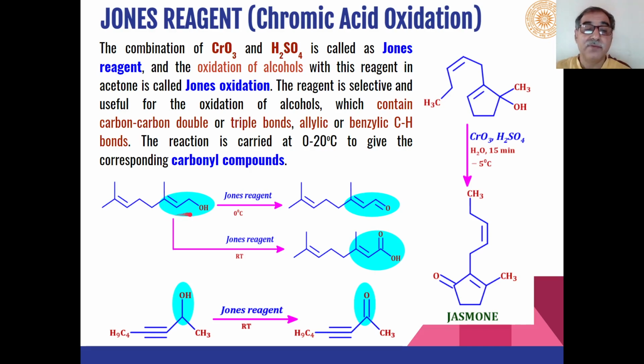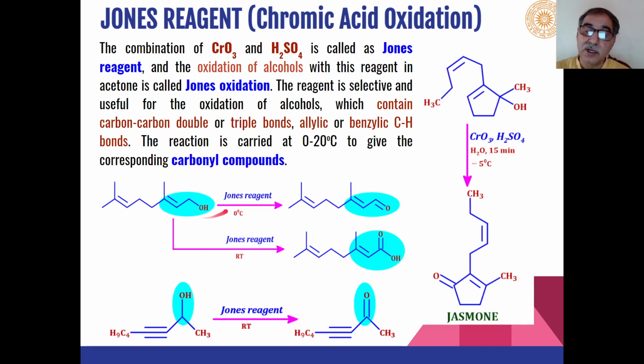For example, if we have this type of allylic alcohol and it is reacted with Jones reagent at 0 degrees centigrade, then we will get the corresponding alpha beta unsaturated aldehyde as the product. But if we raise the temperature to room temperature, then further oxidation of this aldehyde to the alpha beta unsaturated carboxylic acid will occur. So depending upon the temperature of the reaction, we can get different types of products.